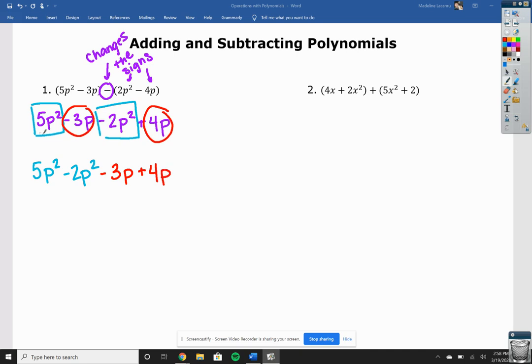Now if you notice, I'm using shapes. You can do that if you don't have different colors. I'm also using different colors. Both of these just kind of help to keep it organized. So then our final answer, we're going to take 5p squared and negative 2p squared and combine those like terms. So 5 minus 2 is 3p squared. And then negative 3p and positive 4p, negative 3 plus 4 would be positive 1p. And that right there would be our final answer.